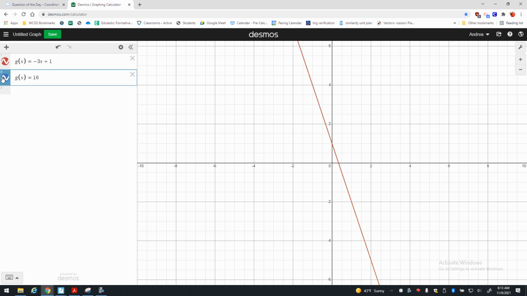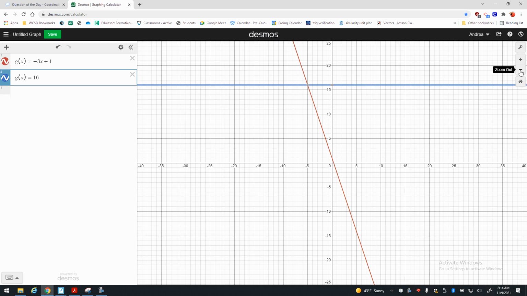Okay, we have a problem. I only see one line. Just because I don't see it doesn't mean it's wrong, right? Might have to zoom out a little bit, and that's okay.